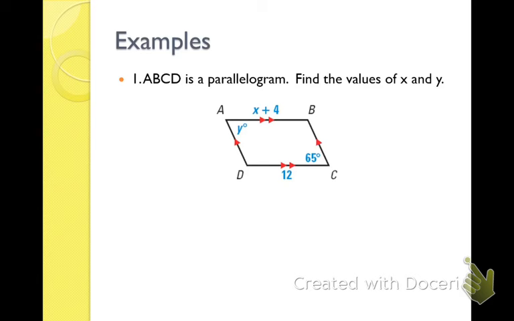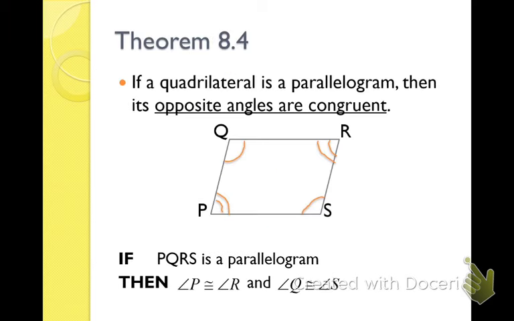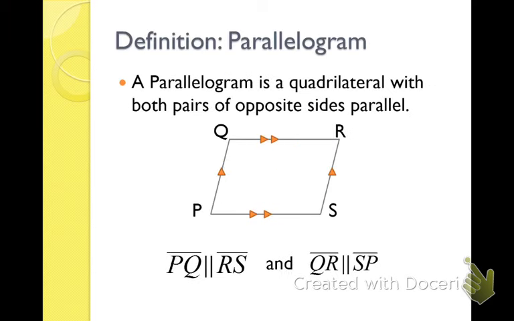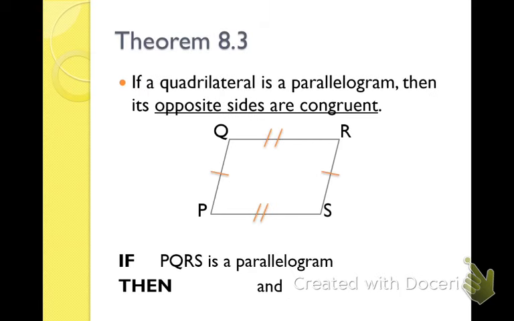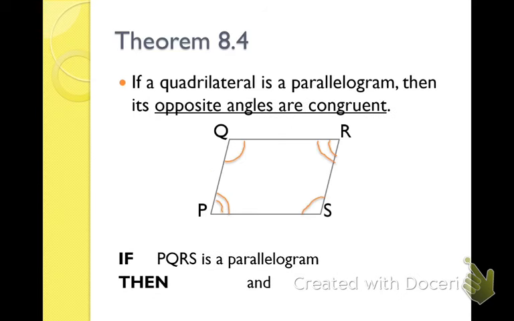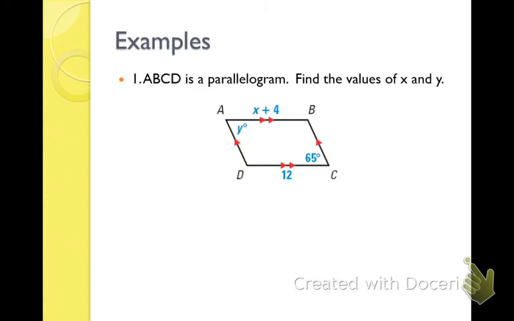Okay, Carly, I'll get you caught up real quick while they're working that problem. We're talking about parallelograms. Definition of a parallelogram: opposite sides are parallel, not congruent. That's the definition. And then you've got characteristics: opposite sides are congruent, and opposite angles are congruent. All right. So now we're working this problem.